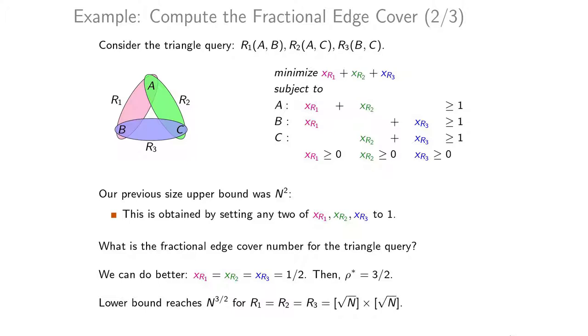Each of them has tuples 1, 2, up to square root of n. And if you do this and you take the join of all these three relations, you get at the end n to 3 over 2 as the number of tuples.